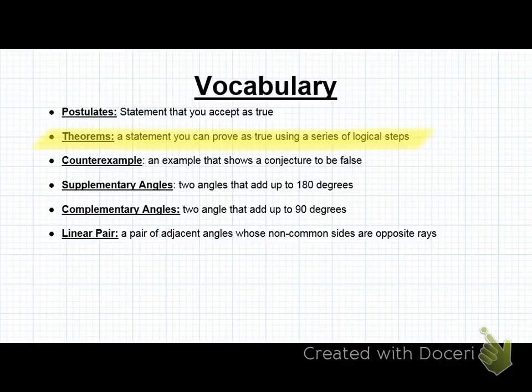The next one is a counterexample. All birds can fly.